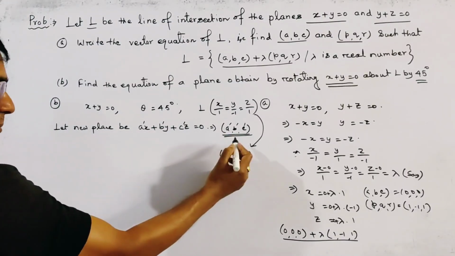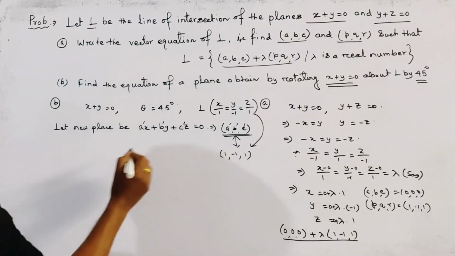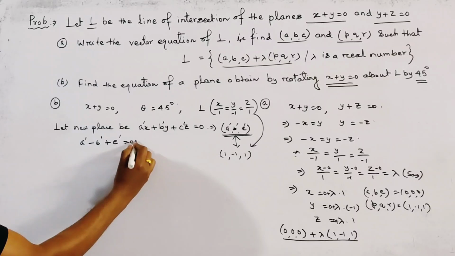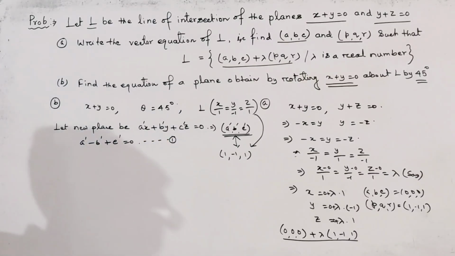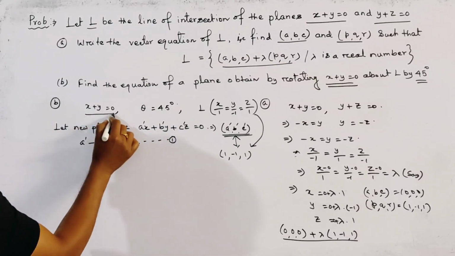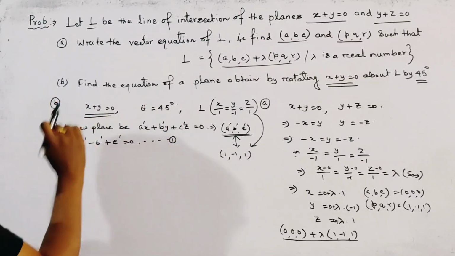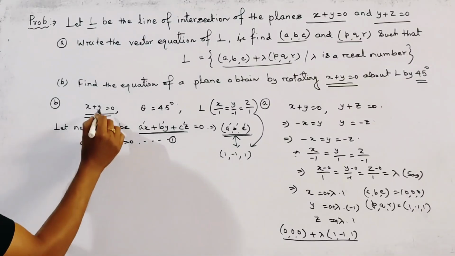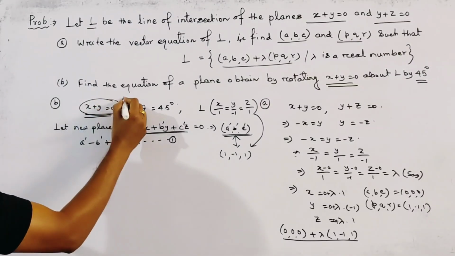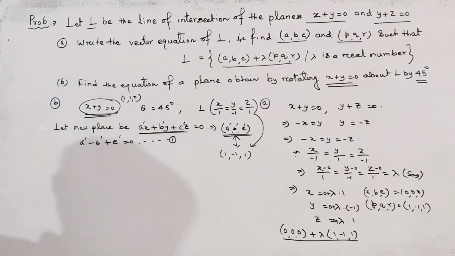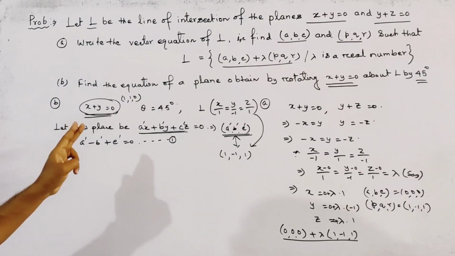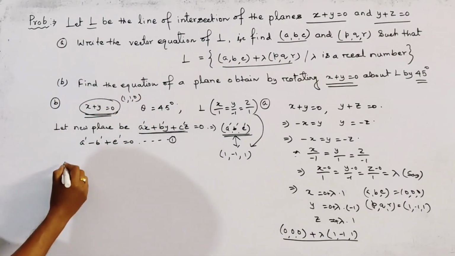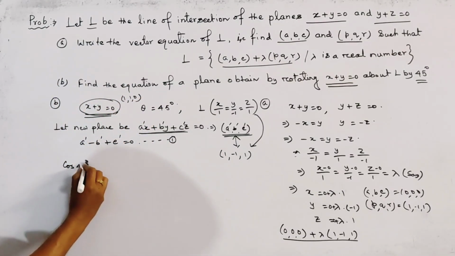So using the condition of perpendicular vectors, we get the relation a' minus b' plus c' equals 0. This is relation number 1. Also, since this plane is rotated through an angle of 45 degrees, and we get the new plane as this, the normal of this plane is 1, 1, 0, and the angle between this normal and this normal must be 45 degrees. So we get another formula. This is cos 45 degrees.